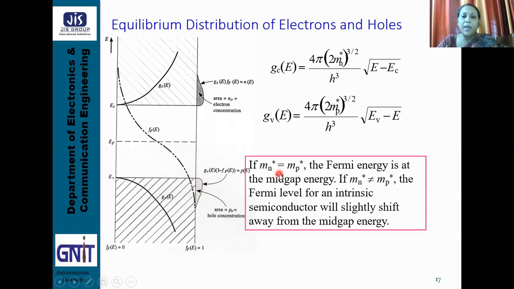So if Mn* equals Mp*, that is, the effective mass of the electron is equal to the effective mass of the hole, the Fermi energy is at the mid-gap energy. If these two effective masses are not the same, the Fermi level for an intrinsic semiconductor will shift slightly away from the mid-gap energy.